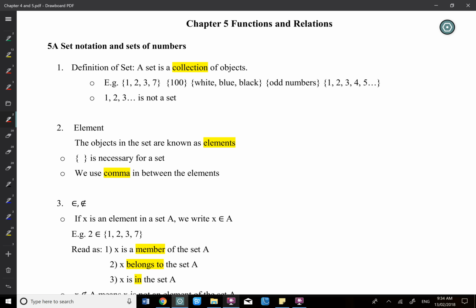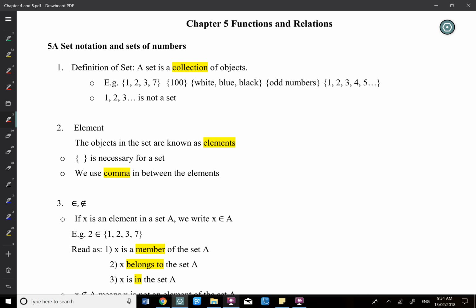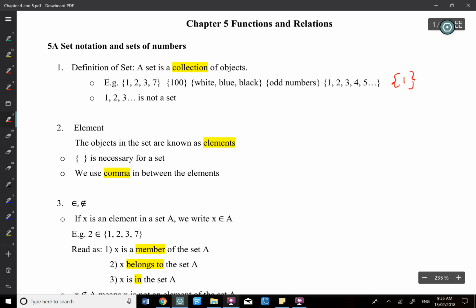Set notation. The first definition is set notation. A set is a collection of objects. So how do you represent a collection of objects? We use the curly bracket. Even if it's collecting just one thing, that is still a collection of objects. So I put 1 in the curly bracket. That's a collection of the number 1. So this curly bracket means a set.